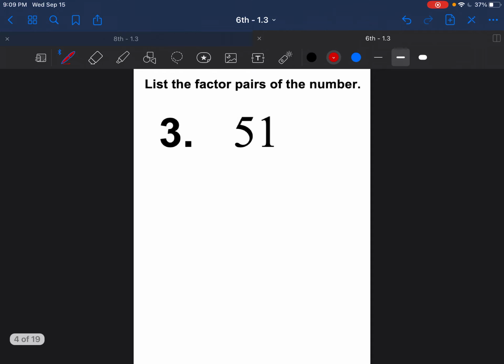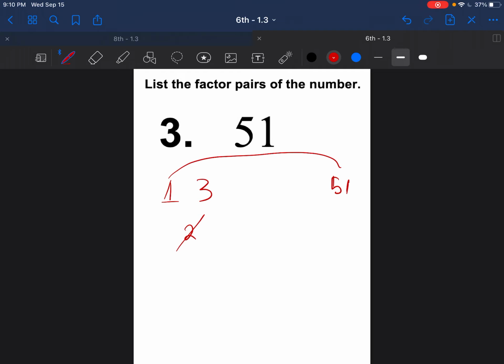Alright, so let's try another one. Number 51. How do we know 51? Because it's such a weird number, we just gotta look at our facts, and I'll print out a sheet of paper for you guys to have that. Alright, so I know 1 goes into everything. So 1 times 51, that's 51. I know 2 doesn't go into it because 51's not even, but I'll tell you right now, I know 3 goes into it. How do I know?